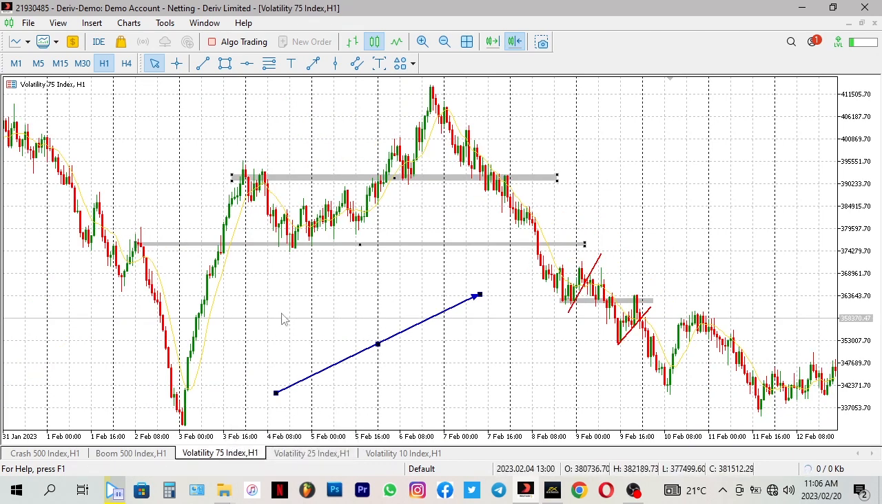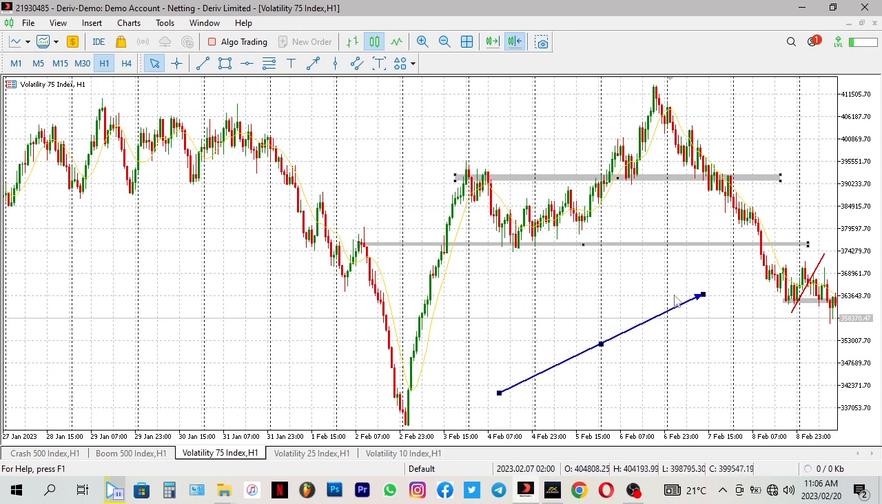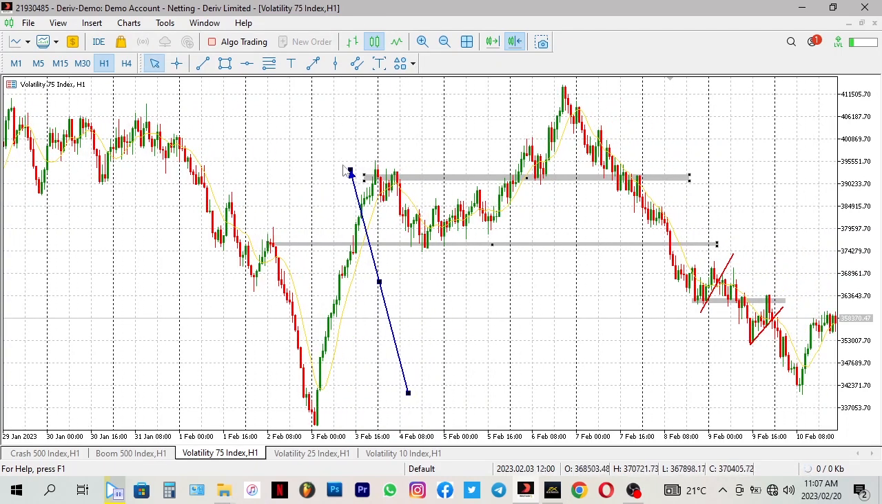Our third index is Volatility 75, which is my favorite one. Here we were in a downtrend overall, breaking lows: this low, this low, this low. Then we came back and broke the lower high, so we were in an uptrend. As a breakout and retest trader, you would have taken an entry right here, right after our retest. Then your TP would have been hit.